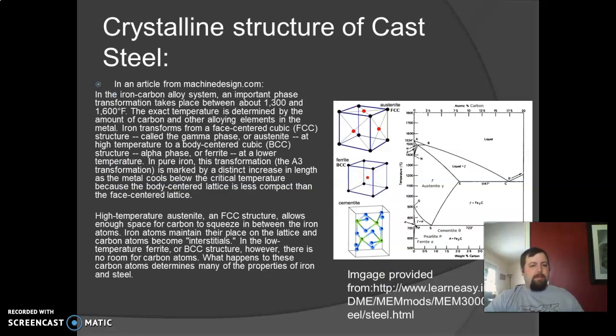Crystalline structure of cast steel. In an article from MachineDesign.com, in the iron-carbon alloy system, an important phase transformation takes place between 1300 degrees and 1600 degrees Fahrenheit. The exact temperature is determined by the amount of carbon and other alloying elements in the metal. Iron transforms from face-centered cubic (FCC) structure called the gamma phase or austenite at high temperature to a body-centered cubic (BCC) structure alpha phase or ferrite at a lower temperature.